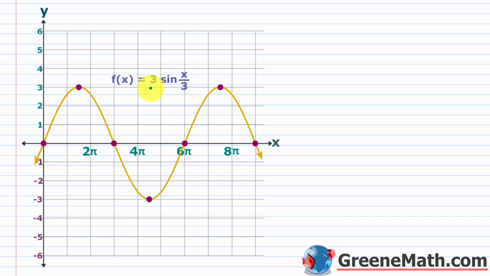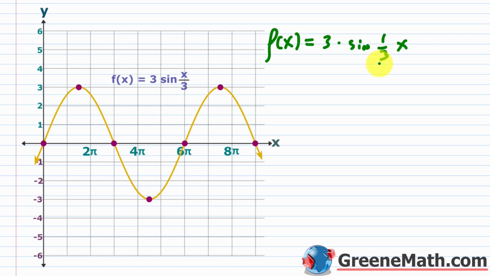So we're going to have f of x equals 3 times the sine of x over 3. And you might want to rewrite this. I'm going to go f of x is equal to 3 times my sine of, instead of x over 3, I'm going to put 1/3 being multiplied by x like this. That way it's crystal clear that the b value here is 1/3.